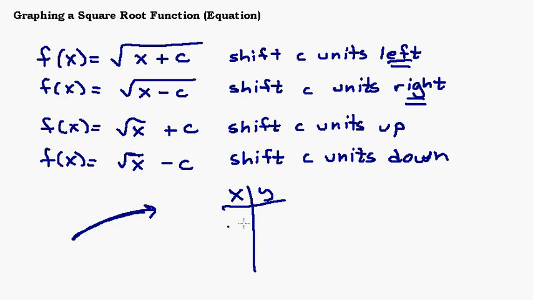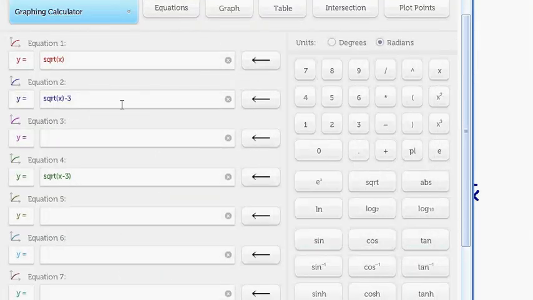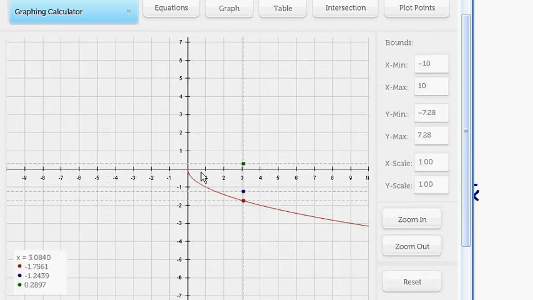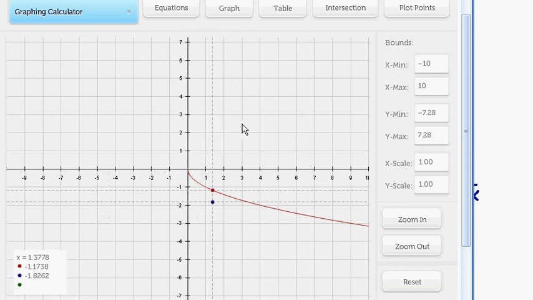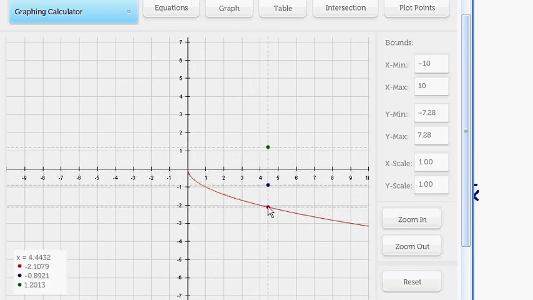The only time it would flip over is if you had f of x equals and a negative in front of your square root. That's going to flip it over. Let me show you that so you can see what that looks like. Let's put a negative sign in front of that square root. Let's get rid of these. Graph. So see, that just flipped it over. A square root is going to go up this way, and a negative square root is going to be flipped over.